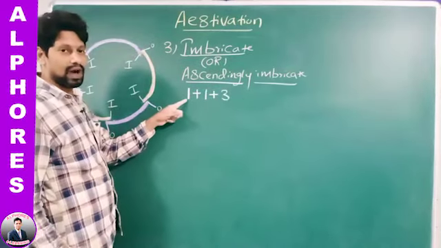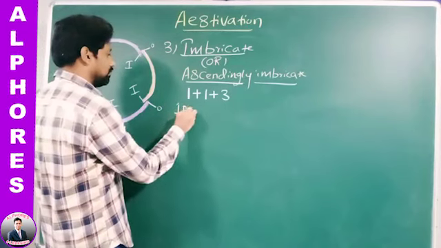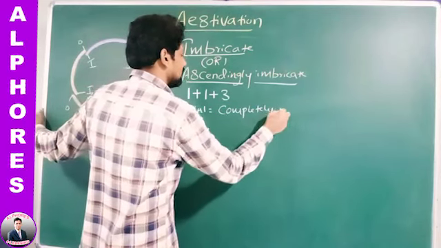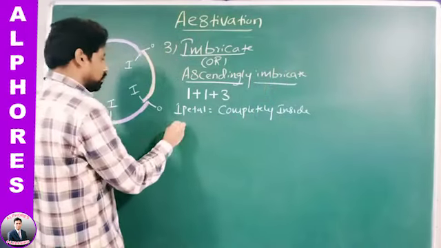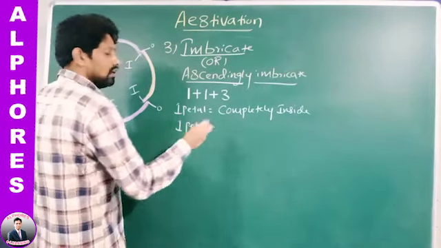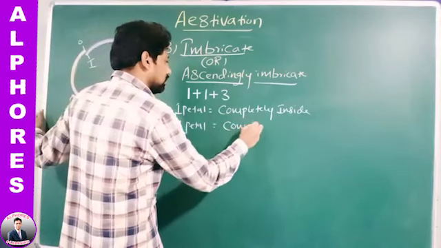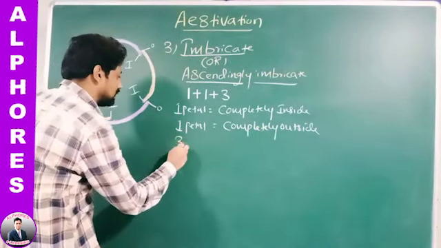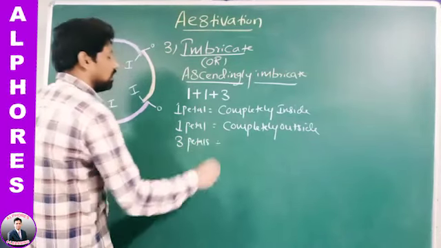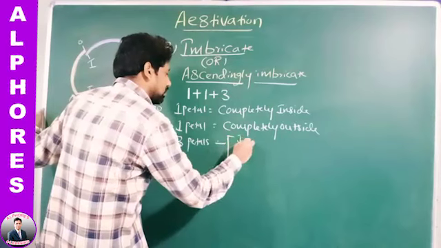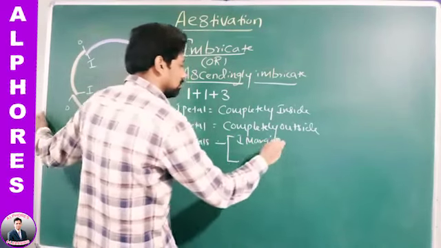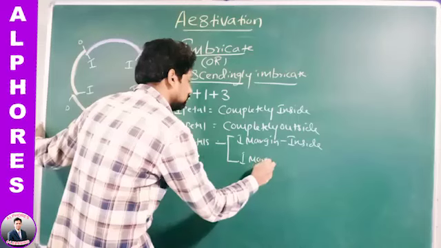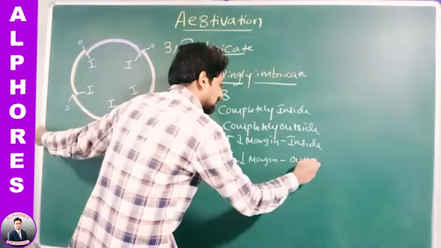Why, sir? Because 1 petal is completely inside, 1 petal is completely outside, and in the 3 petals, 1 margin inside and 1 margin outside.